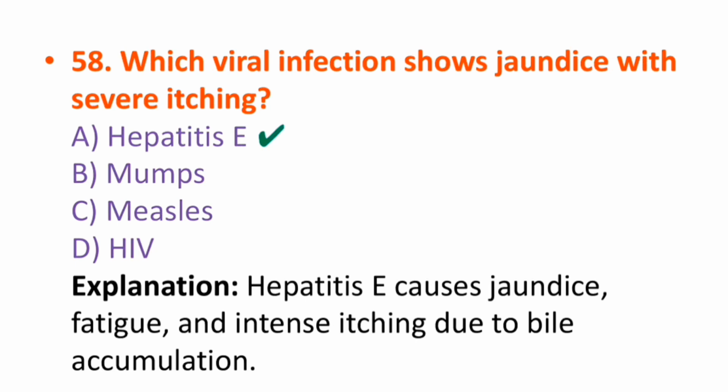Which viral infection shows jaundice with severe itching? Option A hepatitis C, option B mumps, option C measles, option D HIV. The correct answer is option A hepatitis C. Hepatitis C causes jaundice, fatigue, and intense itching due to bile accumulation.